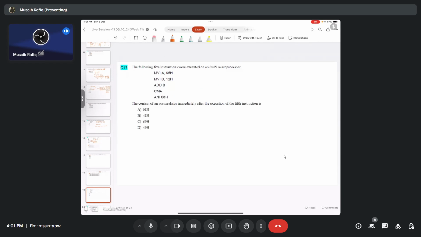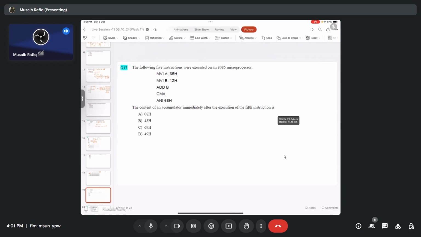Now I have this question. I would like you guys to solve it first, then I'll show the solution. The following 5 instructions are executed on an 8085 microprocessor. The contents of the accumulator immediately after the execution of the fifth instruction is? So you have these instructions and you need to find out the contents of the accumulator after the execution.